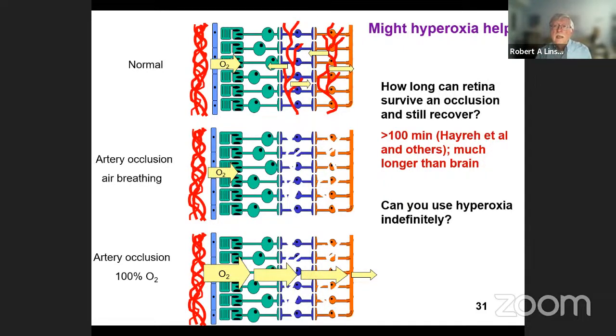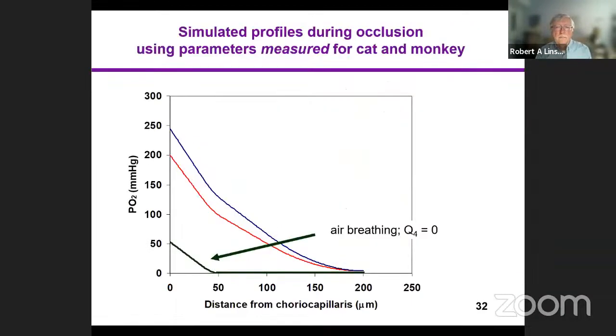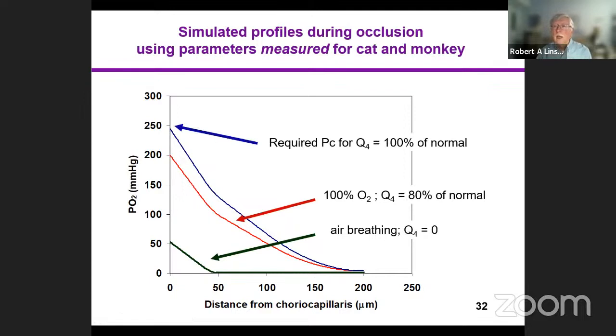Could you use hyperoxia indefinitely? Well, the answer is no, but the vessels will often recannulate and open up due to natural thrombolytic processes. So if you can keep the retina alive while that's happening, you may be able to get some benefit. Here's what the modeling shows. So here's a curve for the oxygen gradient after an occlusion when a person is breathing air. The inner retinal oxygen consumption is 0. If the person breathes 100% oxygen, based on the parameters from monkey and cat anyway, you'd be able to achieve an inner retinal oxygen consumption of something like 80% of normal. Now you could get to 100% of normal if you breathe oxygen at slightly elevated pressure, but again, that's not generally available.